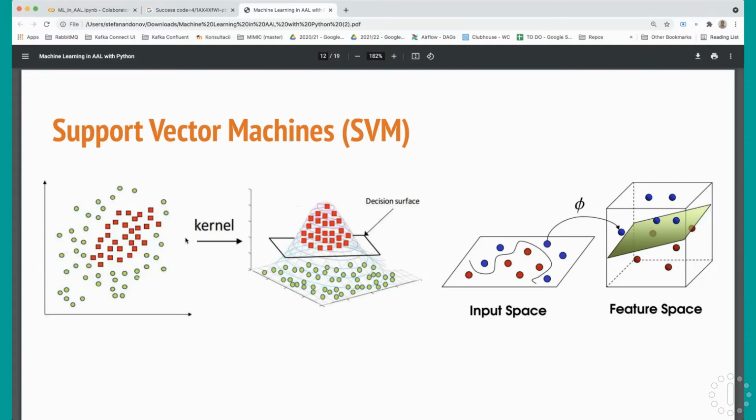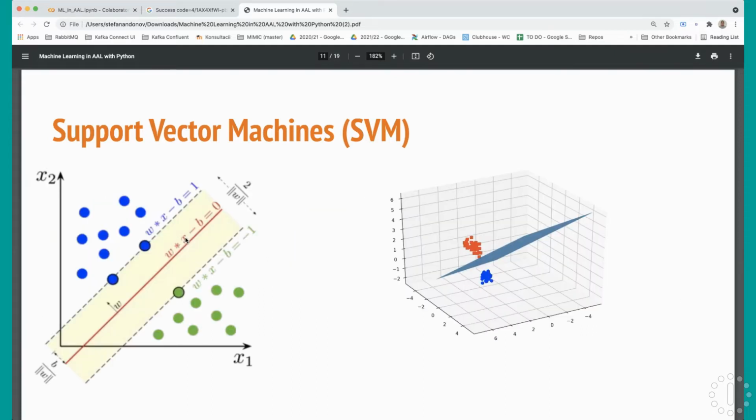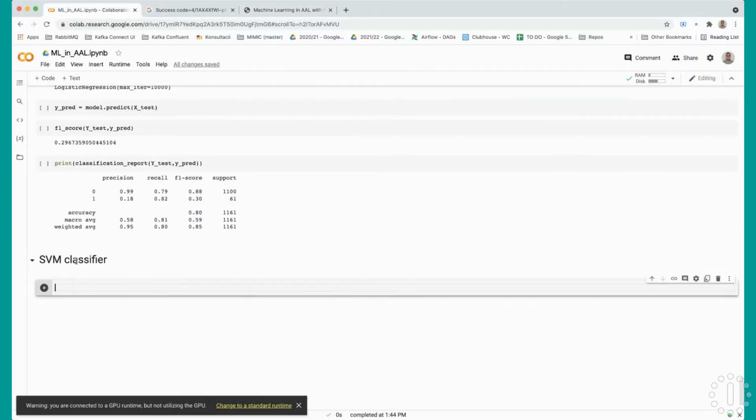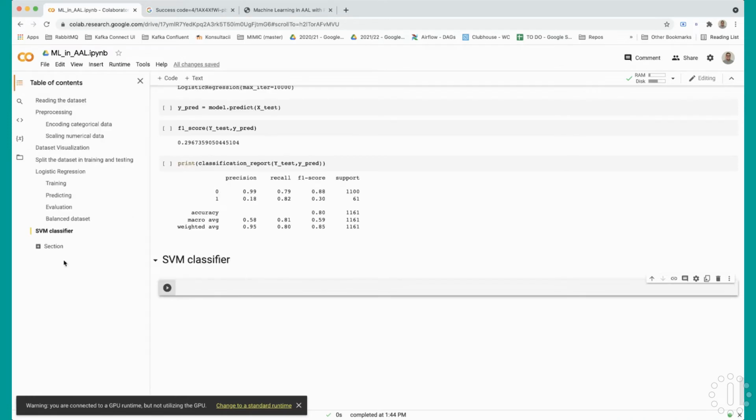Let's see how it looks with code in our notebook with the library sklearn. Here we'll do the support vector classifier. First, we will see how to train the model.